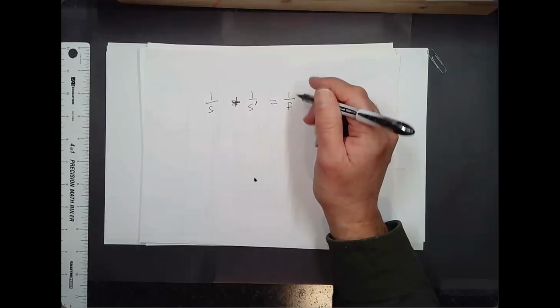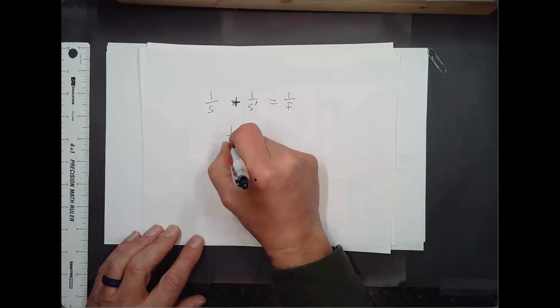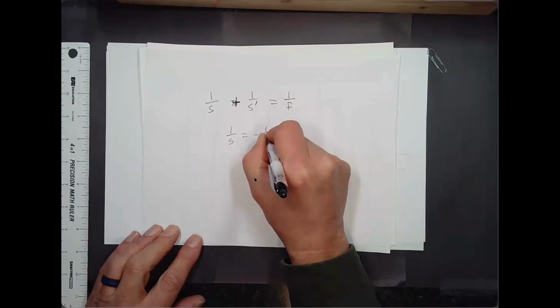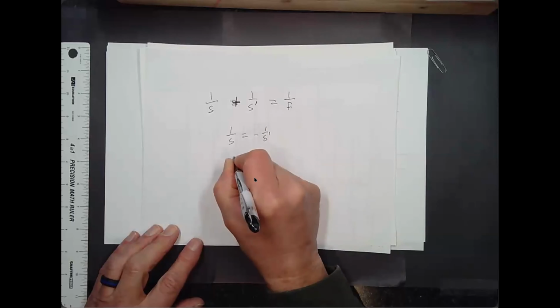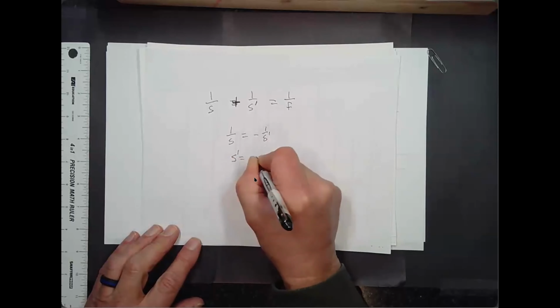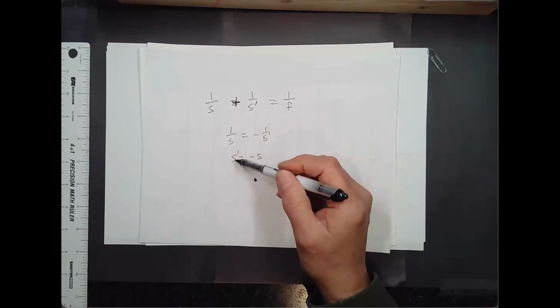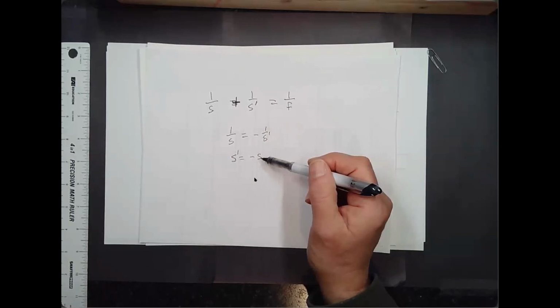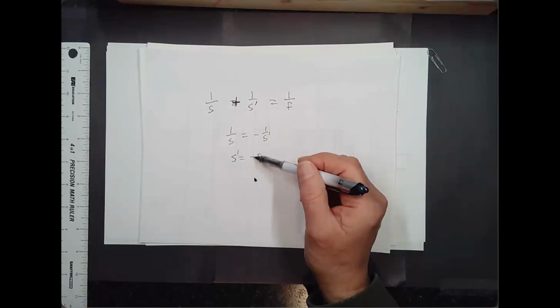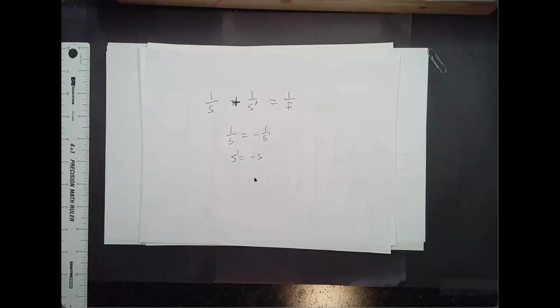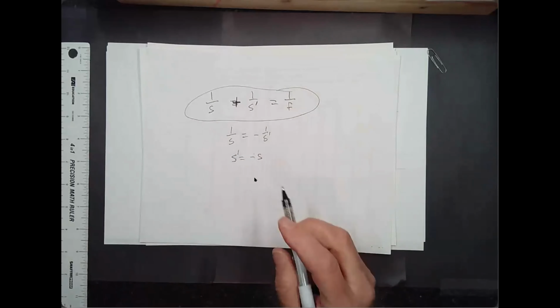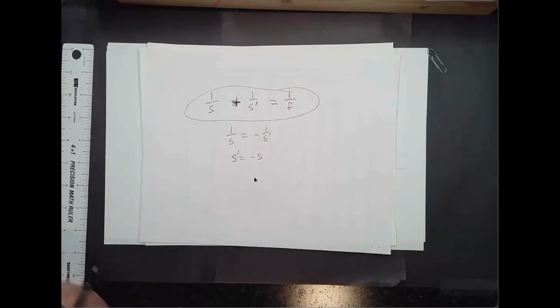And what you end up with in that case is 1 over s is equal to the negative of 1 over s prime, or s prime equals the negative of s. The image is as far away from the plane mirror as the object is. But this negative sign means that it's on the opposite side and it's a virtual image. This is an equation that we'll be using again and again in these things.